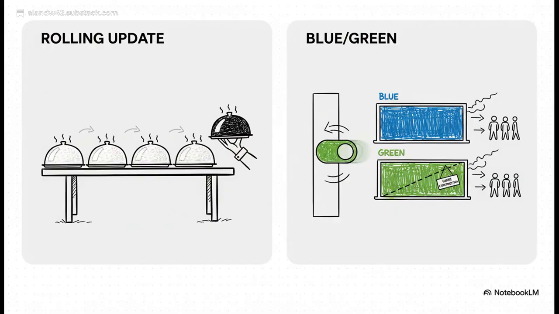And when it comes to rolling out those updates, there are really two main strategies. The first is a rolling update. This is like swapping out dishes on a buffet, one at a time. It's slow, it's gradual, and most of your diners probably won't even notice.